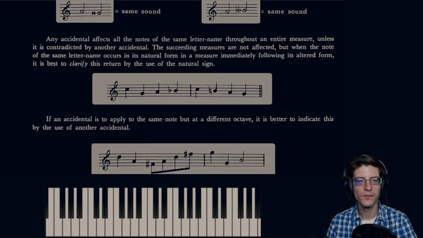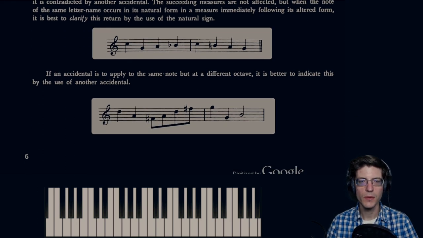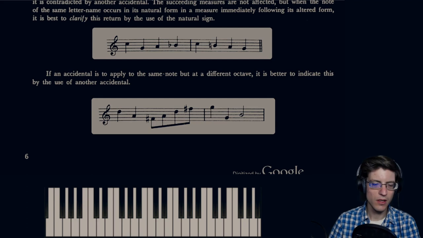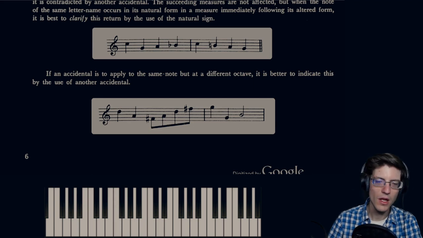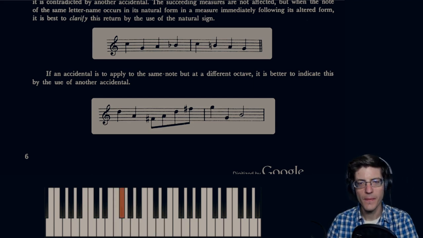And there we go. If an accidental is to apply to the same note, but at a different octave, it is best to indicate this by the use of another accidental. That way, when someone's playing along, they don't completely overlook the movement. So D, A.